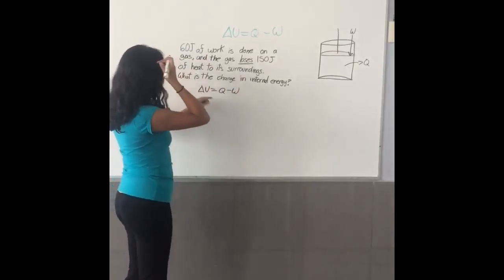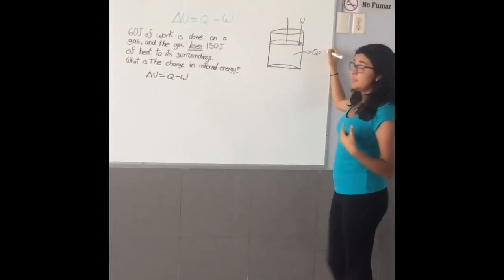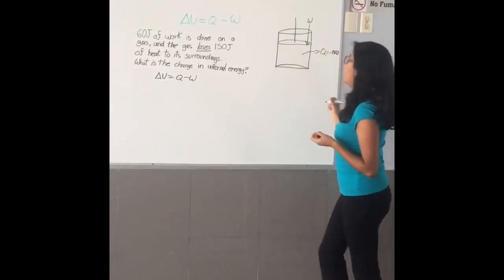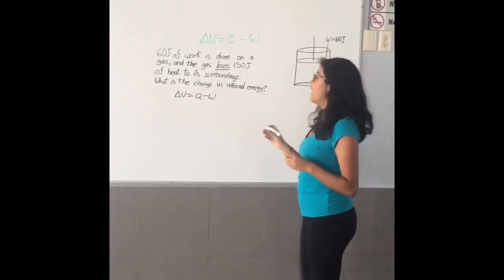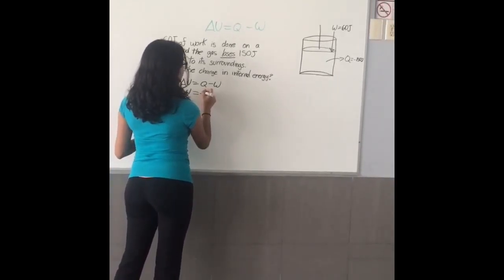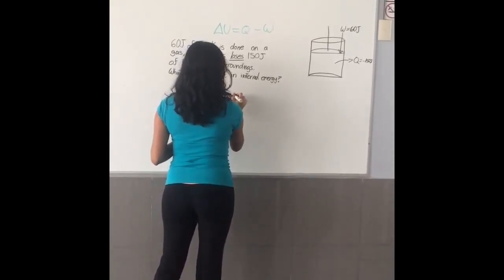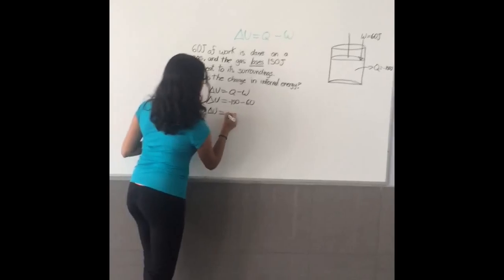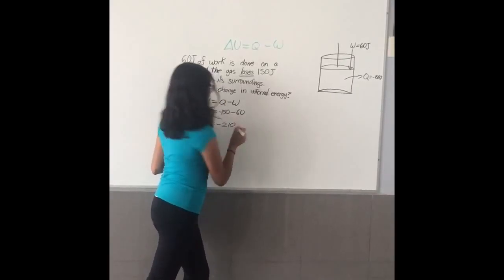We know that the heat is 150 joules, but we know that it's negative because it's losing and not adding. So it's minus 150 joules. And also we know that the work done is 60 joules. So we only have to substitute in the formula. Our heat, that is negative 150, minus the work, that is 60 positive, right? So we use math, and we know that the result is negative 210 joules.